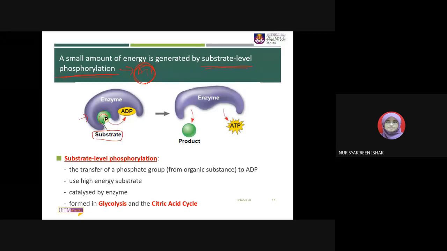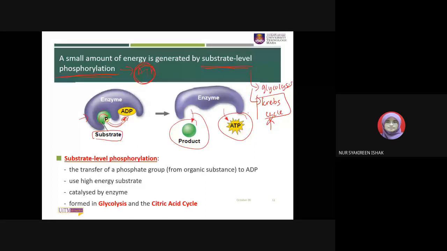So what happened in the reaction? The substrate with phosphate attached to it will enter into a specific enzyme, and the enzyme also has an active site for ADP. The phosphate from the substrate is then transferred to ADP. ADP will become ATP, and the product produced now has no phosphate. Okay, so that is substrate level phosphorylation. Substrate level phosphorylation occurs during glycolysis and also Krebs cycle. Krebs cycle is another name for citric acid cycle.